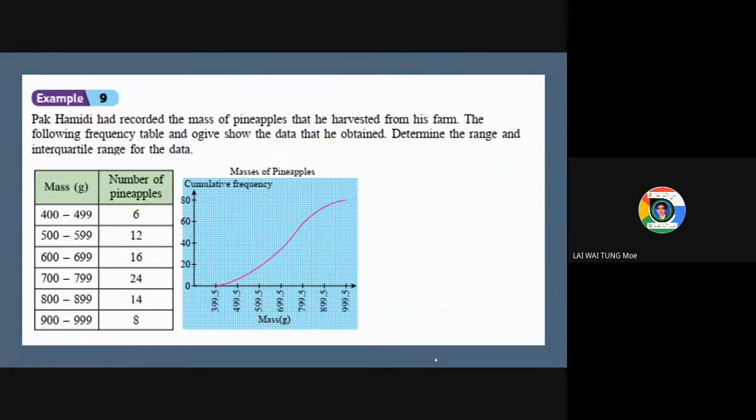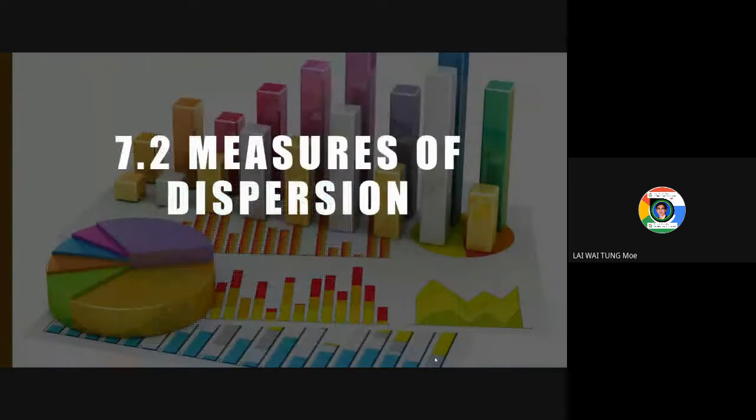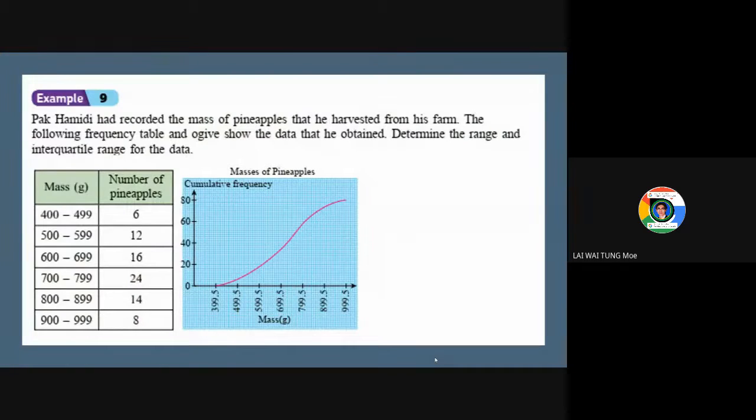So today we will go through some of the measures of dispersion, which include the range, and also the interquartile range, and also variance and standard deviation. So we'll start off with one example. Okay, this is from the textbook.